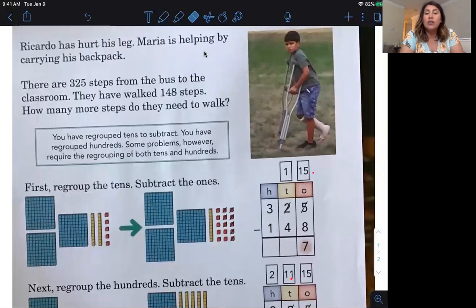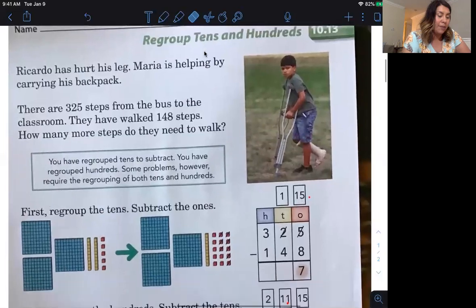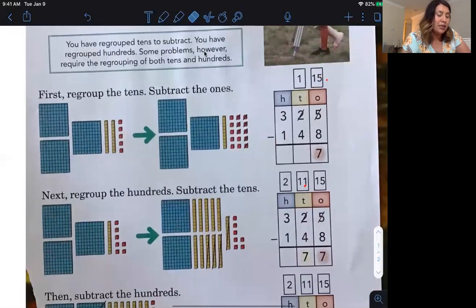So we have regrouped tens to subtract, and we've regrouped hundreds. Some problems require the regrouping of both tens and hundreds. So that's what we're going to be learning about, when you have to use the regrouping in both the tens and the hundreds, okay? All right, they're showing us step by step.